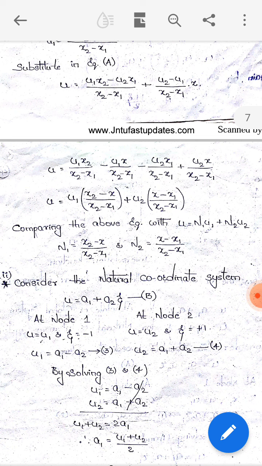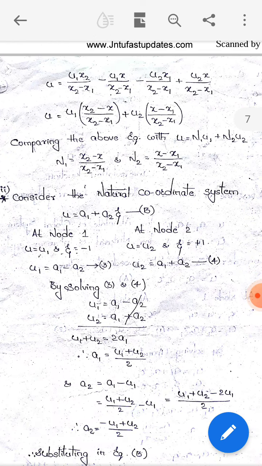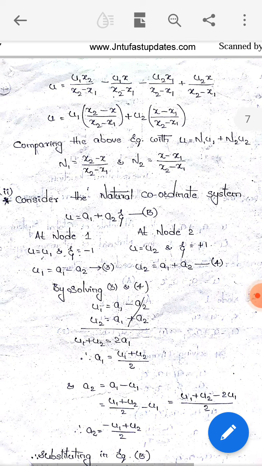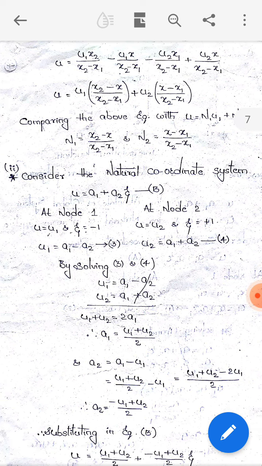Slowly on expansion with LCM splitting, we will be getting u as u1 into (x2 minus x) by (x2 minus x1) plus u2 into (x minus x1) by (x2 minus x1). We know that the equation is u is equals to N1 u1 plus N2 u2, where N1 is equals to (x2 minus x) by (x2 minus x1) and N2 is equals to (x minus x1) by (x2 minus x1). Dear students and viewers, we must remember and memorize N1 and N2.